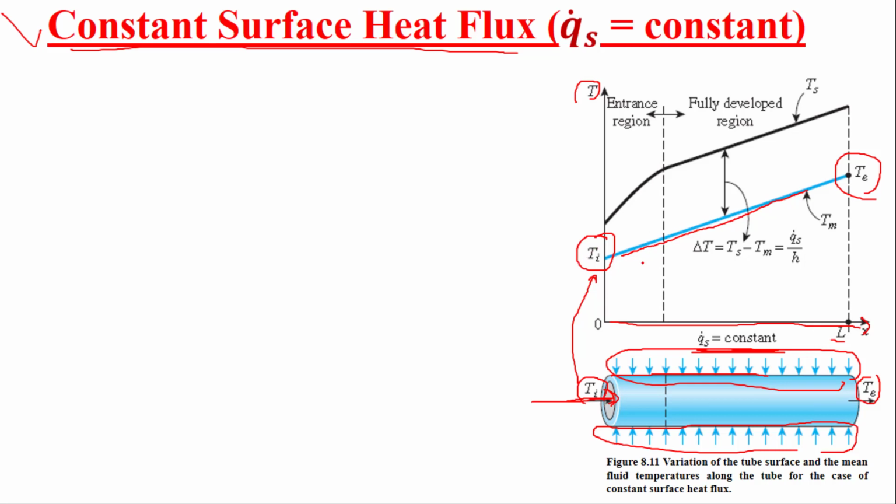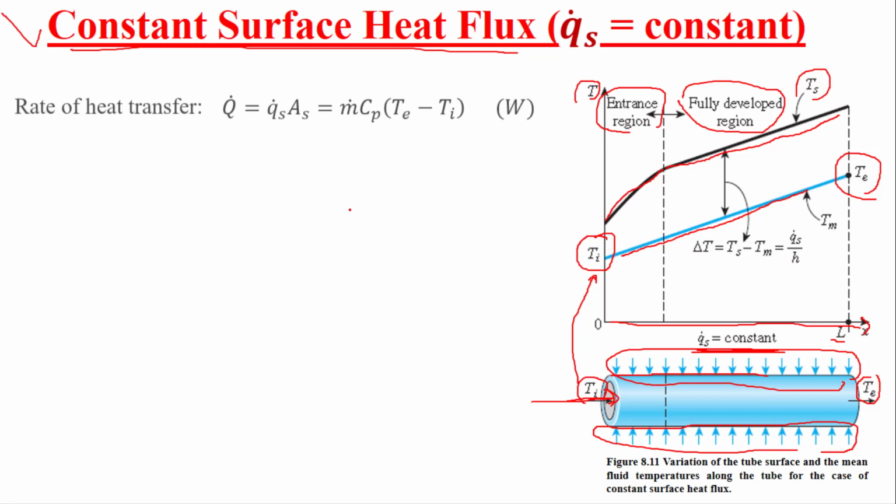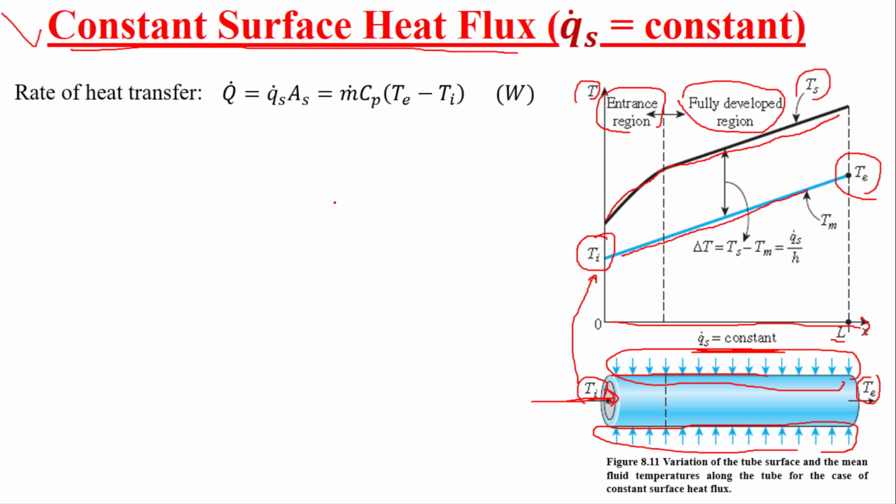Here you can also see that we have two regions: the entrance region, and here we have the fully developed region. Another question: why is Ts varying at the entrance and then it remains linear beyond the entrance, in the fully developed region? Why? To answer those questions, let us see the following equations.